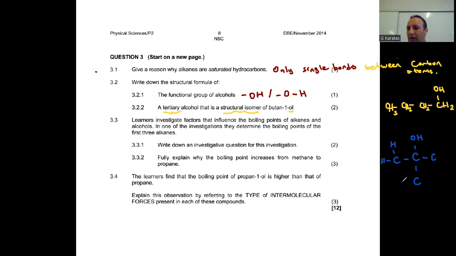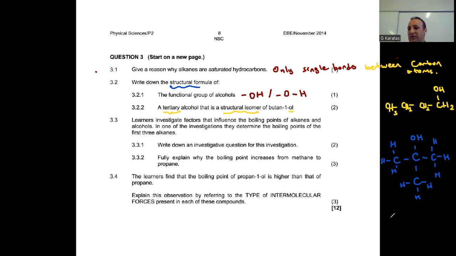This is my tertiary alcohol, which is a structural isomer of butan-1-ol. Here I forgot one. This one needs 3. And that's it. This is the structural formula of the tertiary alcohol that is a structural isomer of butan-1-ol.